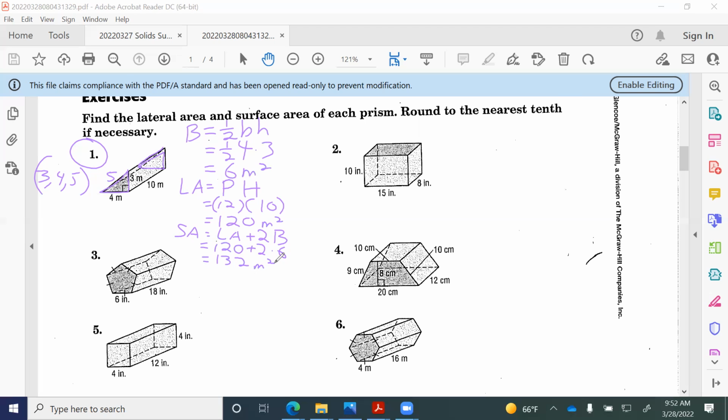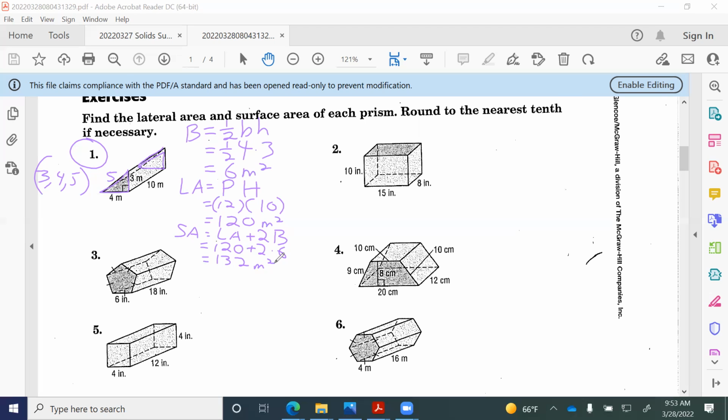Now, where it's going to change on each one of these is right here. That first line, where we're doing our base formula, that's what's going to change as you go through this. The rest of it's the same for these prisms. So on number 2, what's our base? What shape? All right. Well, it's not quite a square. It's close to being a square, but it's a rectangle. Now, you have to decide which base you're going to call base on that one, but you're going to use area of a rectangle. So you have base times height.